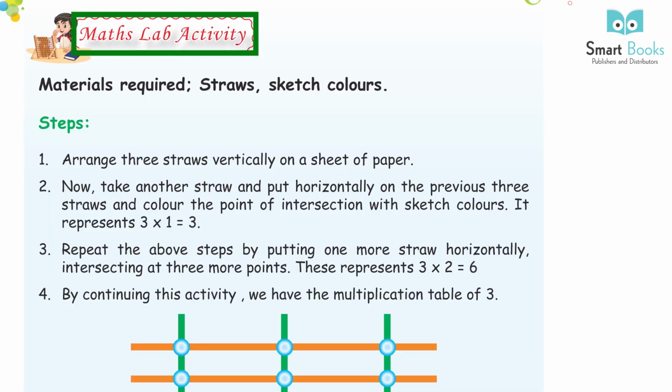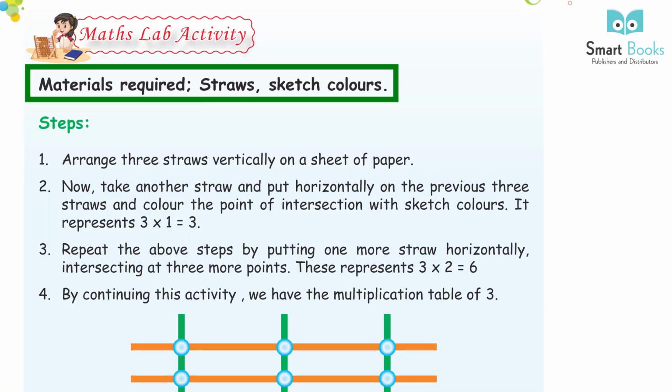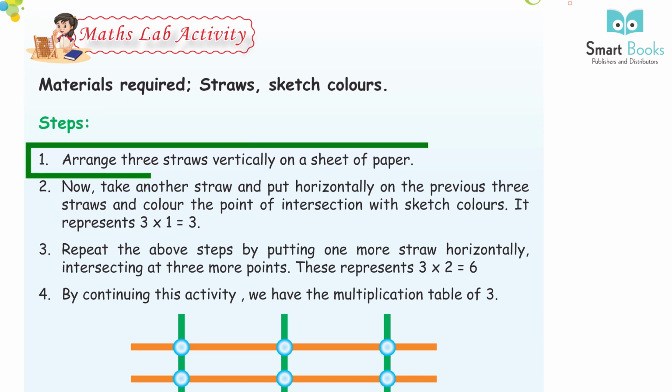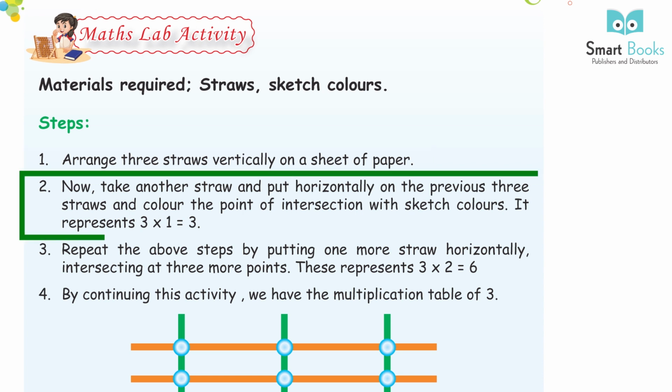Maths lab activity. Materials required: straw, sketch, colors. Step 1. Arrange 3 straws vertically on a sheet of paper. 2. Now take another straw and put it horizontally on the previous 3 straws and color the point of intersection with sketch colors. It represents 3 into 1 is equal to 3.